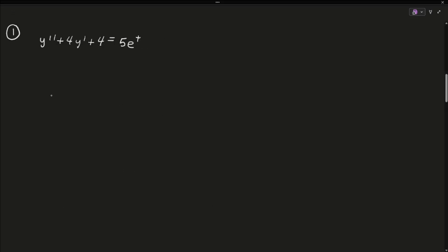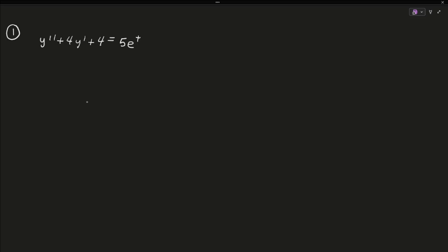Now let's solve this example problem. As you can notice, we have a non-homogeneous ordinary differential equation, and we could solve it using the method of undetermined coefficients because we are able to get a nice guess for the 5e to the t part of the differential equation, and we would be able to solve it completely fine.